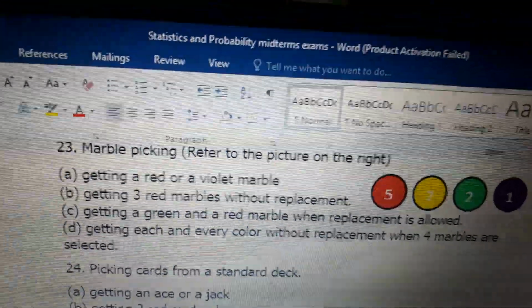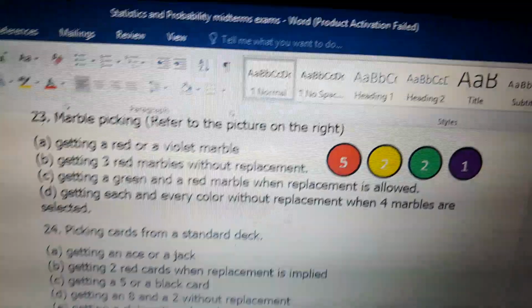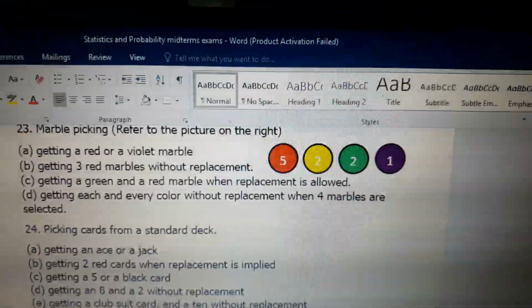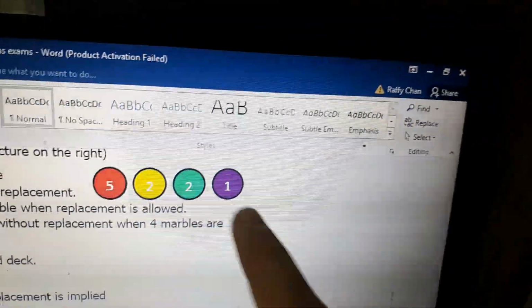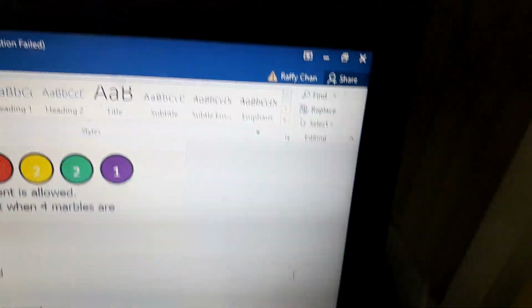Now, here's the question. Letter A. Getting a red or violet marble. Of course, di ba remember, or, that means addition law. Tama? So, getting a red or a violet marble. So, for the red marble, there are 5 out of, ilan yung mga outcomes dito? There are 10, di ba? So, 5 out of 10 outcomes.